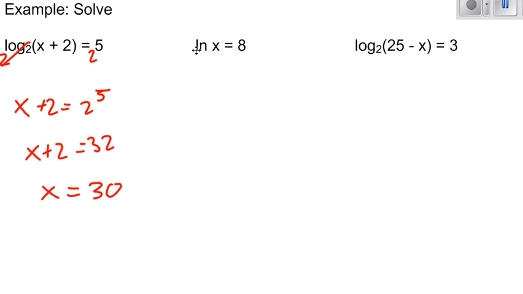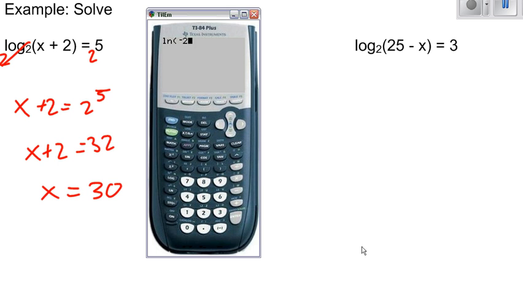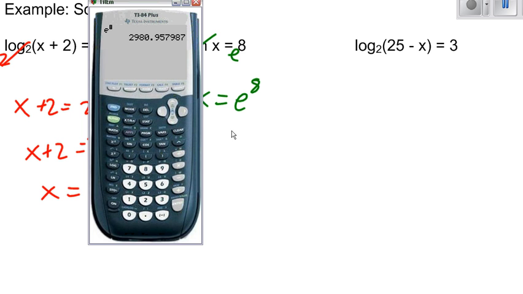To get rid of the natural log of x, make it be a power of e. E cancels natural log, we get x equals e to the 8th. If you want the decimal, you could type it in. E to the 8th power is 2980.96.